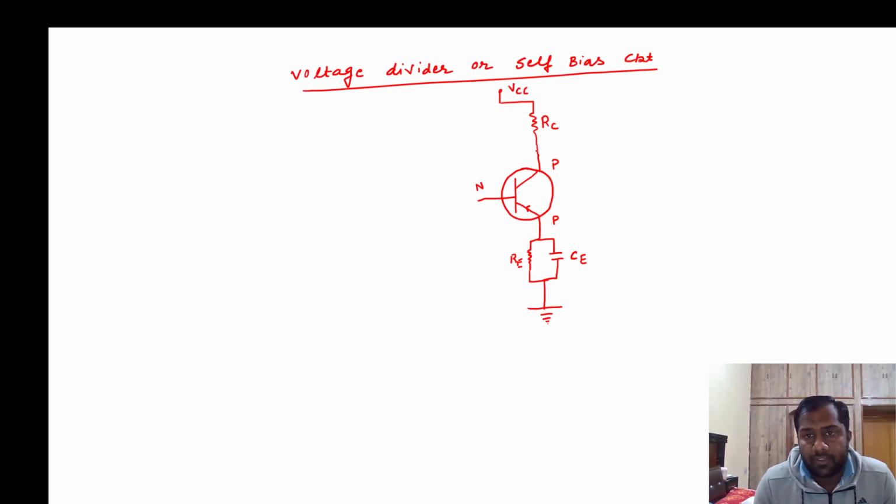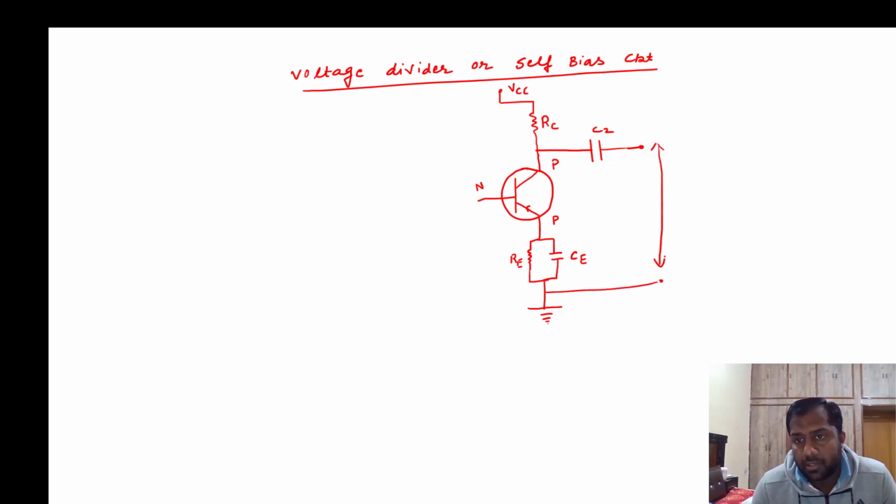So now here we have one more capacitor. This is the C2 capacitor, and we are taking the output from here, and this is the output portion. Clear? This is the VO. So if we define this point, this is the potential VE, which is the potential across RE, and this is the potential difference. Here, children, we have the collector and this is the emitter, so this is VCE.